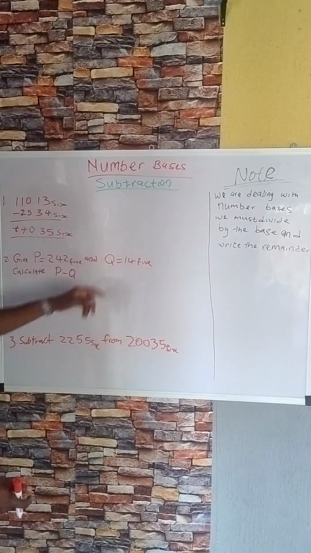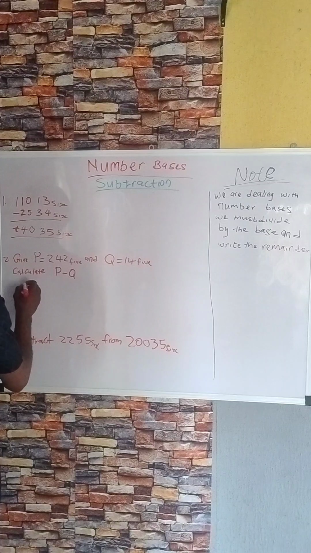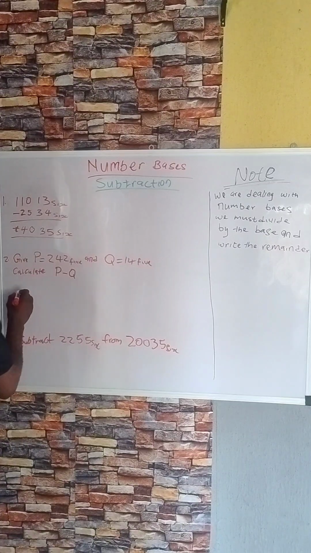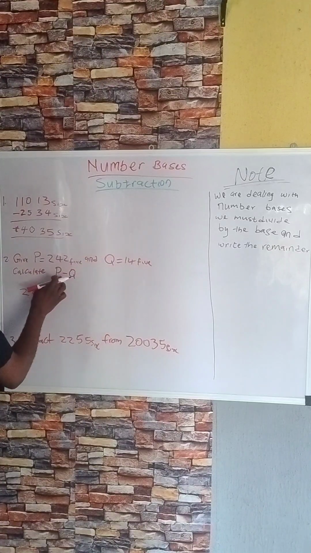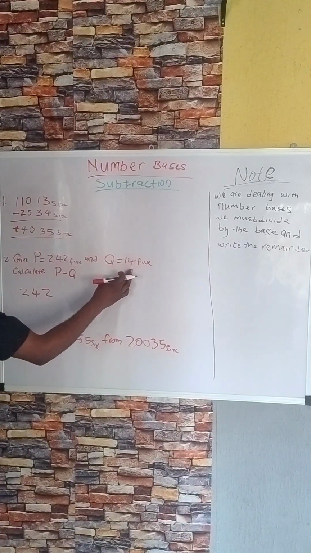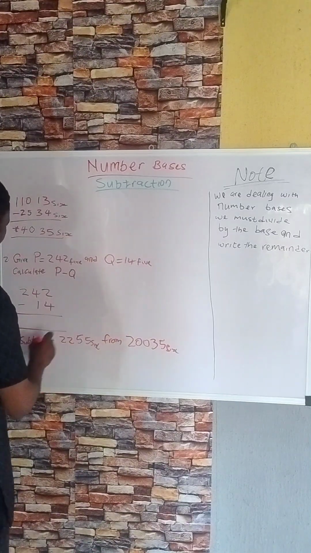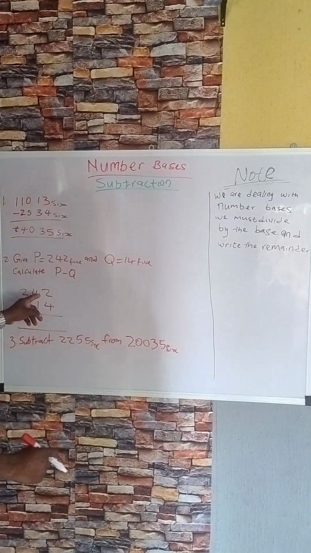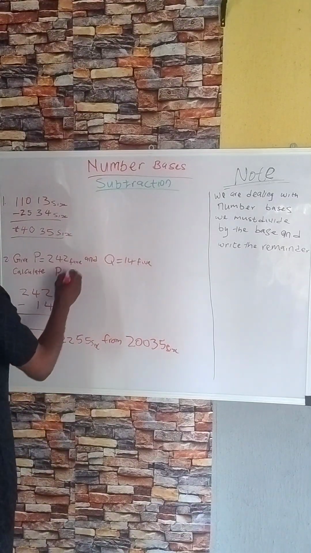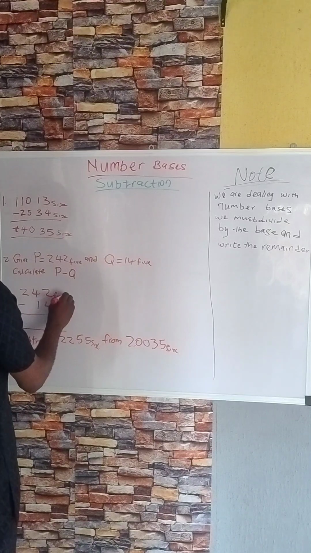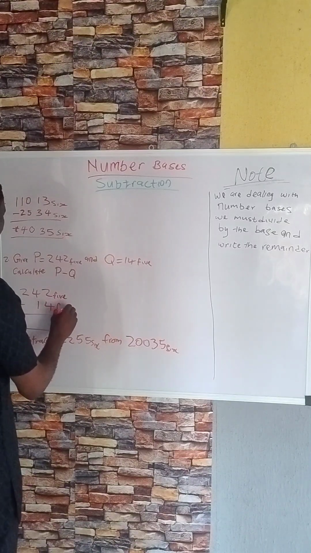So this is P and this is Q. So let's bring out the numbers represented as P, which is 242. We have to subtract the numbers represented as Q from it, which we will have 14 minus. So what will be our answer? Let's see that 2, these are base 5. Pardon me. Please don't forget that.